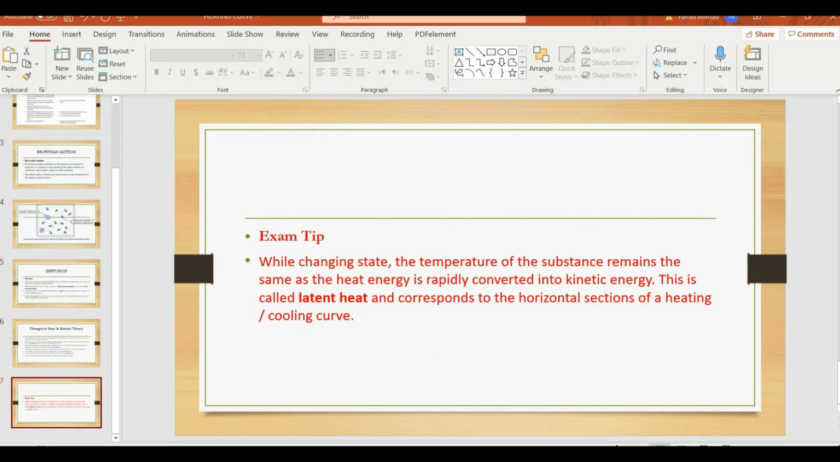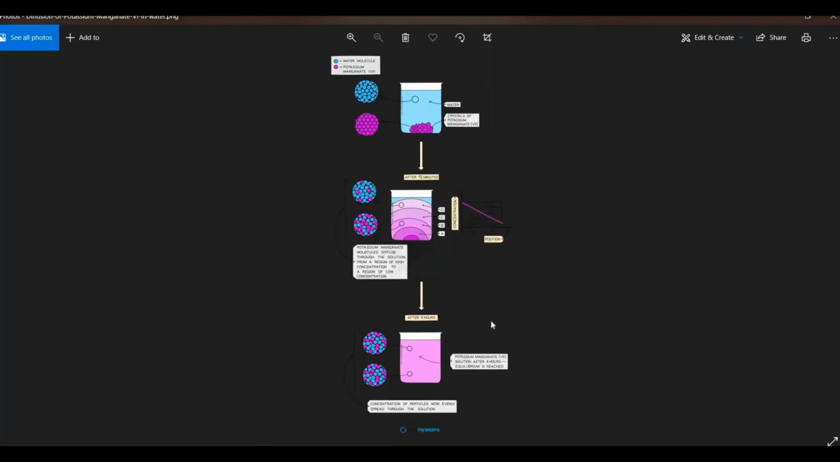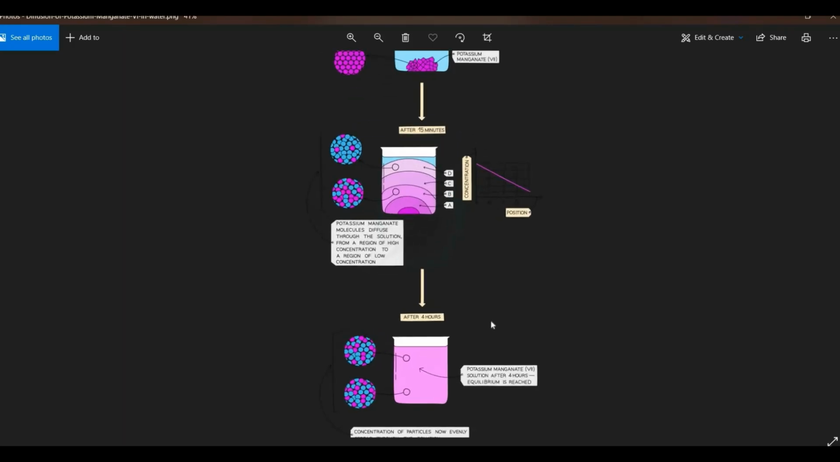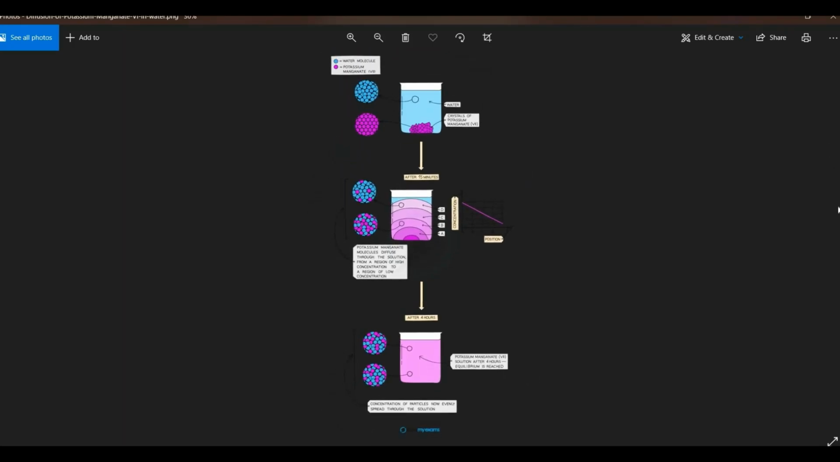Now here you can see clearly an example of diffusion and how it works. You can see an experiment we are doing with water and potassium manganate(VII). Firstly we take a beaker and pour in some water, and then we add potassium manganate(VII) crystals. Now if you wait 15 minutes, you will see a change.